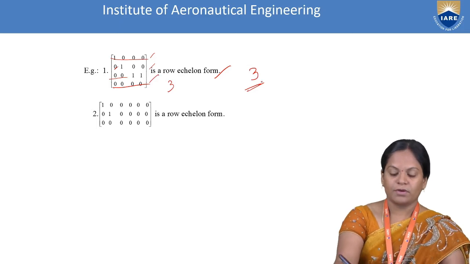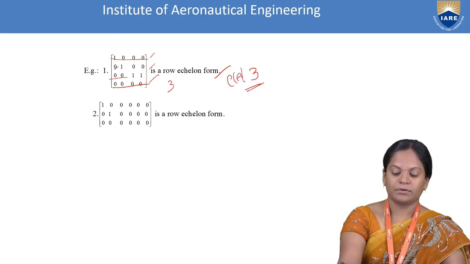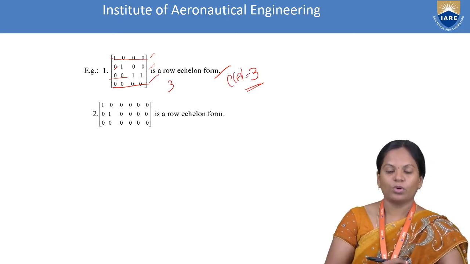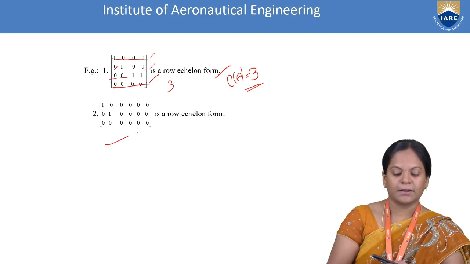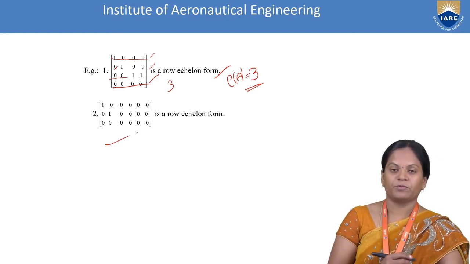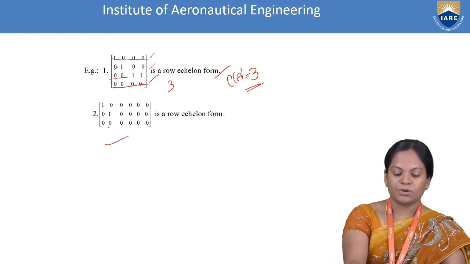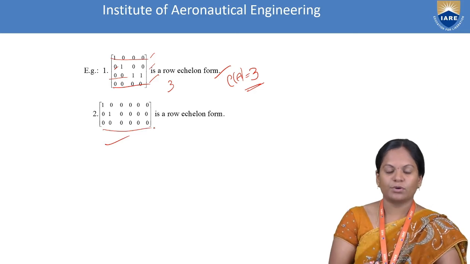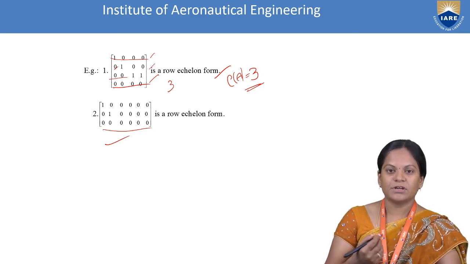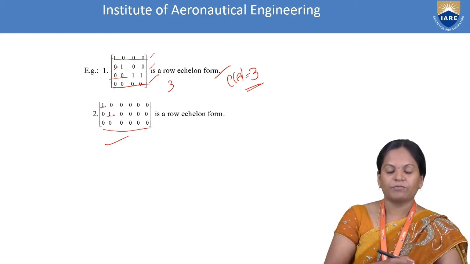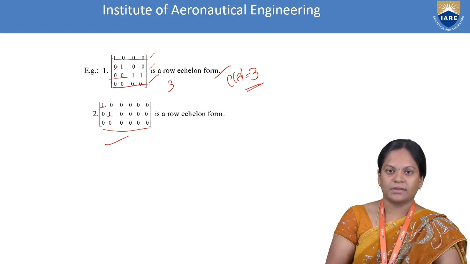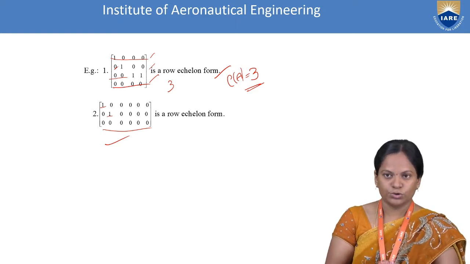Rank of A we denote by rho of A. Rho of A is nothing but the rank of A. Rank of A is 3 here. Similarly, take the second example, which is also in echelon form. Why is it in echelon form? The zero row is after the non-zero rows only, and the number of non-zero rows is 2. The first row has one element, the second row also has one element. So definitely there are 2 non-zero rows, so the rank is 2.